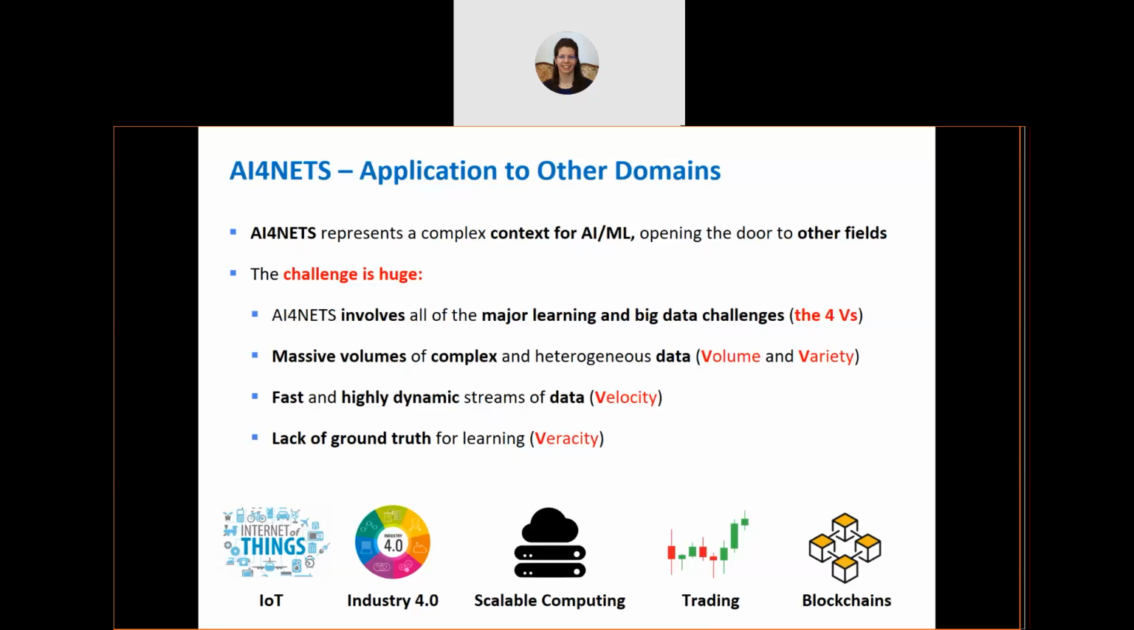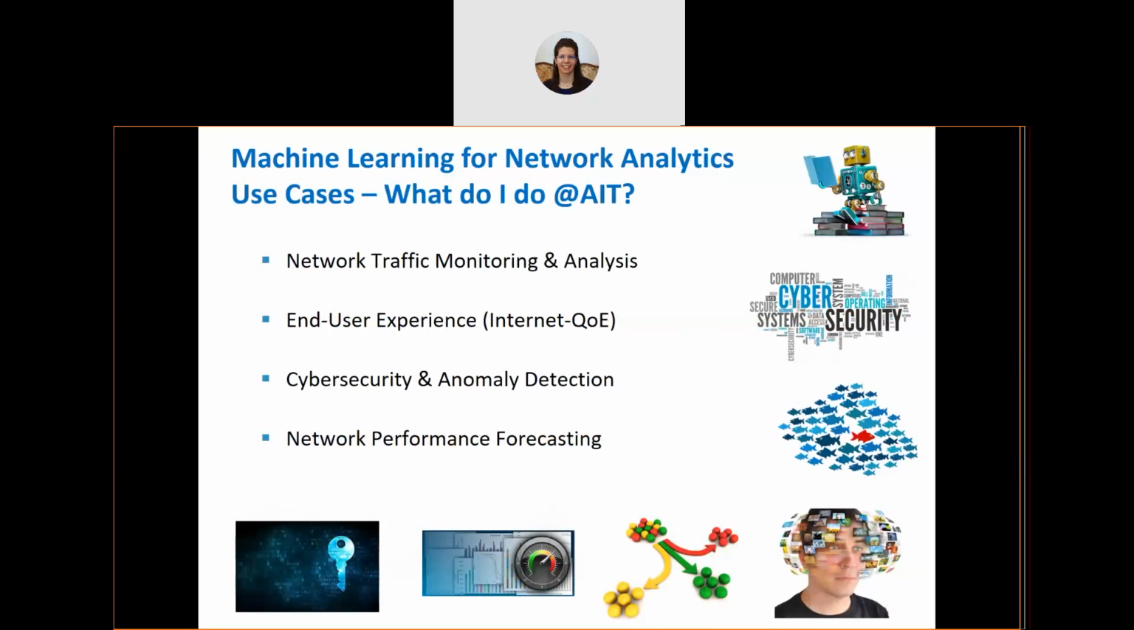It's very difficult for us to have ground truth. So this adds more complexity to the overall picture. What I'm saying is that if we manage to conquer the AI4NETs problem in networks in practice, then the learnings that we will get from there would be able to be applied in many other fields. Here I have some examples about IoT, Industry 4.0, scalable computing, trading, and so on. But solving these different problems for our field opens the door to many things that could be beneficial for the whole AI community.